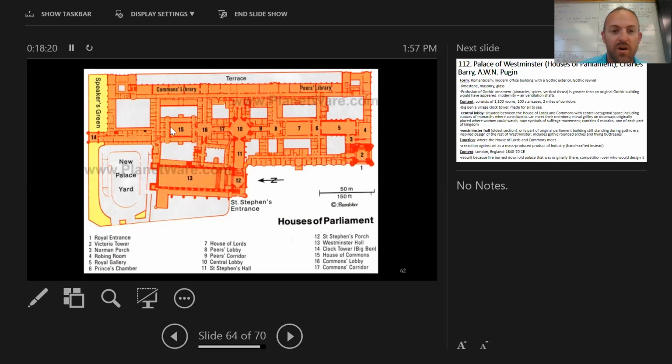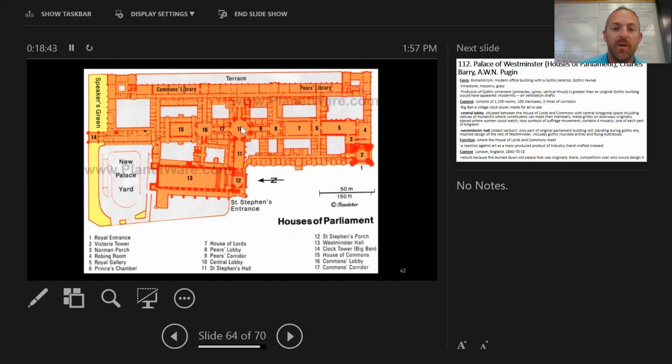Of course, this is the House of Commons, 15 right there, is where the House of Commons meet. They still do to this day. And then the House of Lords, they meet over here in 7. So the central lobby is kind of what connects the House of Commons and the House of Lords. If you want to go from one place to the next, you would follow through that hallway.